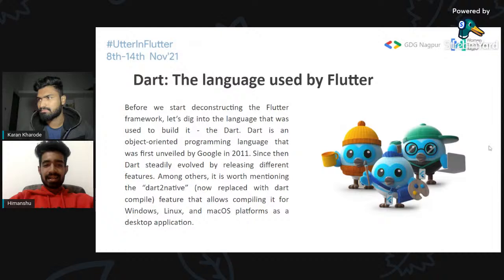So first of all, guys, I'd like to tell you about Dart. Okay. So Dart is an object-oriented programming language. It was introduced by Google in 2011. Until the date, it's been evolving. Then after that, the command was dart to native in order to compile the source code for Dart. Now it's been replaced with dart compile. So guys, it actually allows us to compile on multiple platforms like Windows, Linux, macOS as a desktop application. Like you can directly install it on your system, whatever the operating system you've been using, you can directly use that.